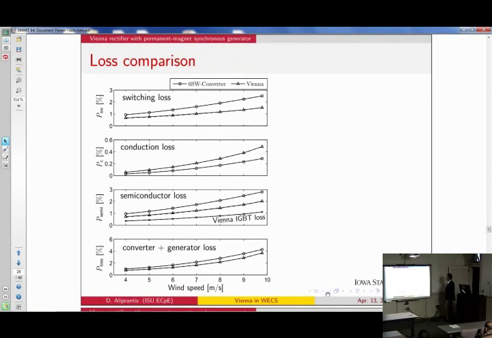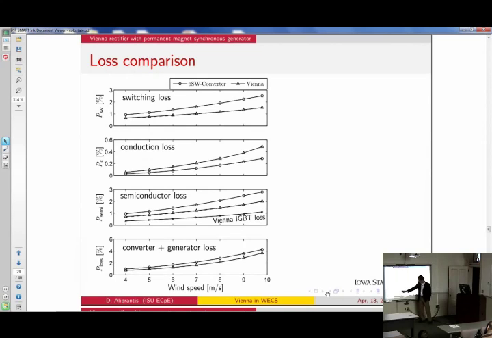Anyway, let's look at the loss comparison again, like we did for the induction machine. So what do we have here? The triangles are the Vienna, the circles are the traditional one. You see here that switching loss, Vienna wins. Conduction loss, Vienna loses, as before. But conduction loss is less than switching loss. So if you put the total semiconductor loss together, Vienna wins.